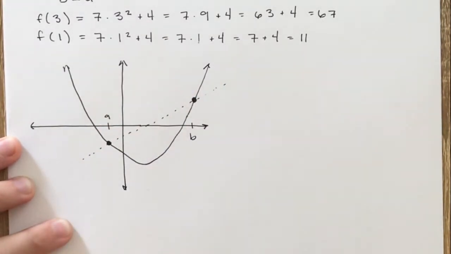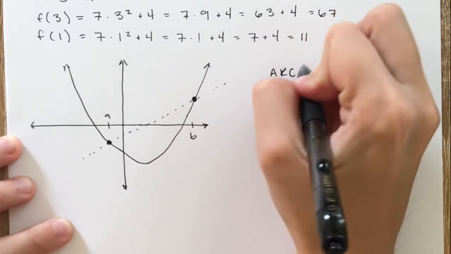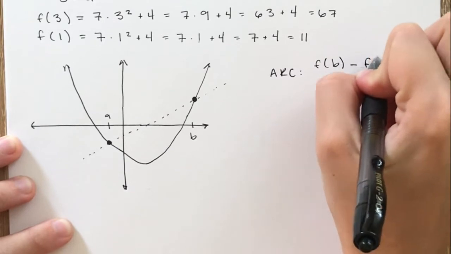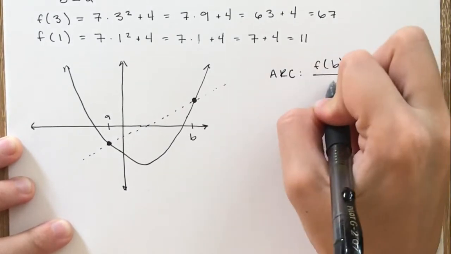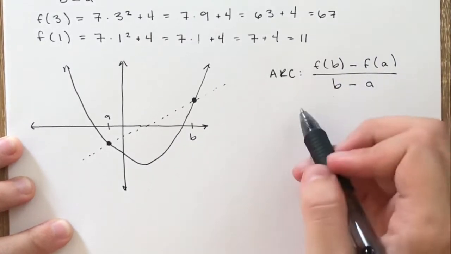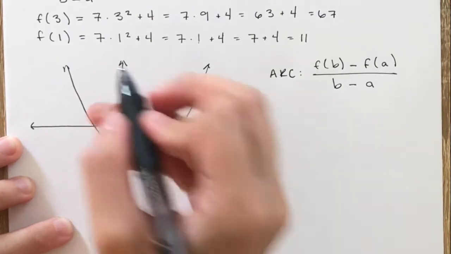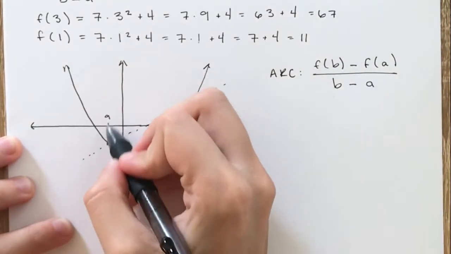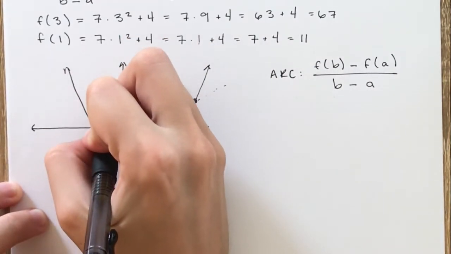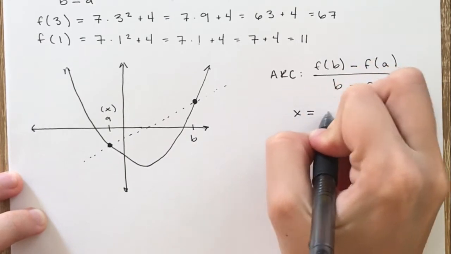How can we make this a little bit more general? So again, ARC was f of b minus f of a over b minus a, right? Change in y over change in x. So now, let's make this a little bit more general. So instead of calling this x value a, we're going to call this now x. Our new name for that guy is x. So x is a.